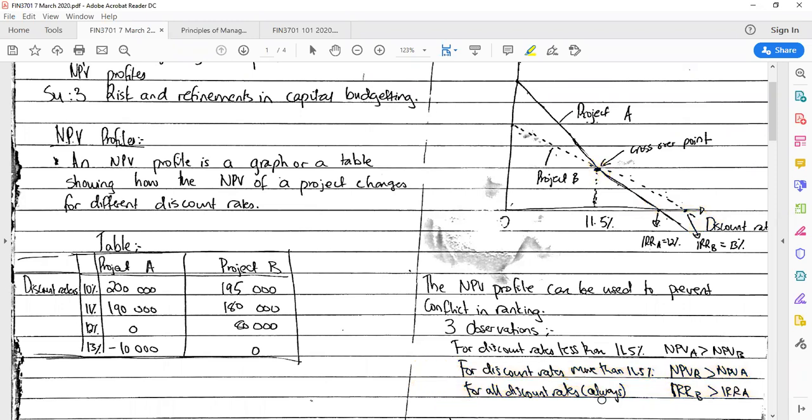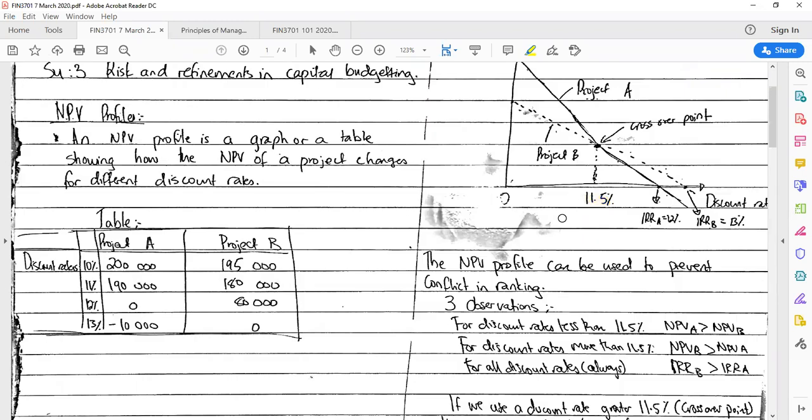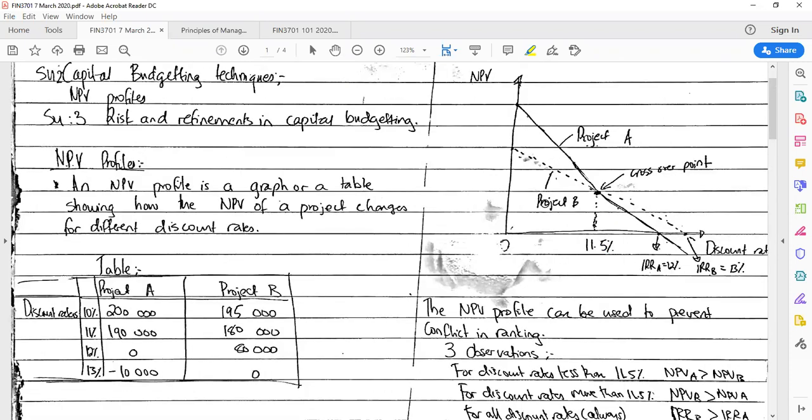In conclusion, conflict of ranking can be prevented by using an NPV profile. If you choose a discount rate which is greater than the one at the crossover point, the NPV and the IRR will both give you the same answer. However, if you use a discount rate that is less than the one at the crossover point, you will get a different recommendation for the NPV compared to what you get for the internal rate of return. Okay, so that's the first and very important point that we covered on Saturday, which is NPV profile.